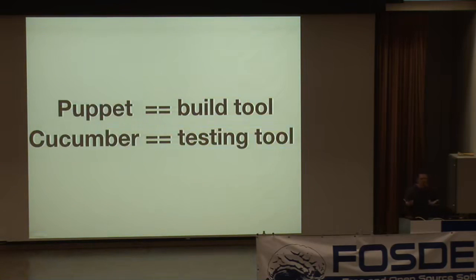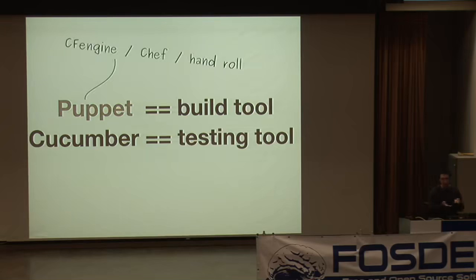So the interesting thing that came out of the discussion from this was that you can actually think of Puppet as being a build tool for configuring systems, right? So the build tool, or like a programming language. And then Cucumber itself being a testing tool to verify that your systems are configured in the way that you expect them to be configured. The other interesting thing about this is that it's not Puppet-centric, right? You could use CF Engine or Chef or do your own hand roll configuration.